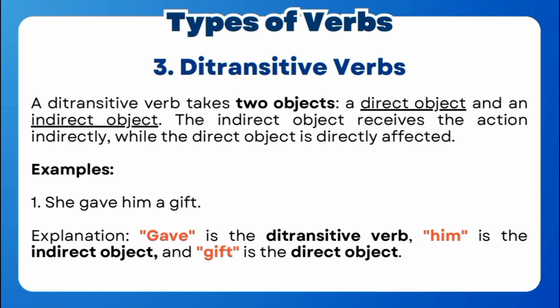Moving on to the ditransitive verbs. Now these verbs take 2 objects, namely the direct object and the indirect object. The indirect object receives the action indirectly, while the direct object is what is being given. Now keep in mind that the ditransitive verbs often involve giving or providing something to someone. For instance, in the sentence, she gave him a gift, him is the indirect object receiving the gift, and gift is the direct object being given.